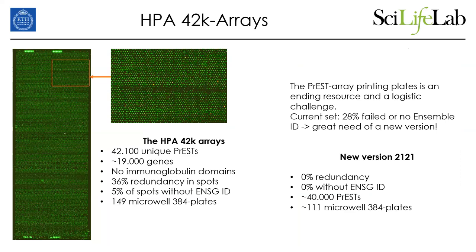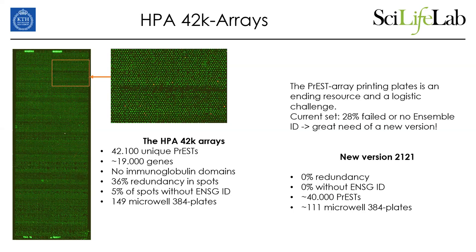So these 42K arrays, they have 42,100 unique PrESTs, which map then to approximately 19,000 genes. They have no immunoglobulin domains in them, which is a good thing if you're doing autoimmunity profiling, since your secondary antibodies won't bind to the spots. They have about a 36% redundancy due to the fact that these are all print plates we used during the printings for the validation of the antibodies.